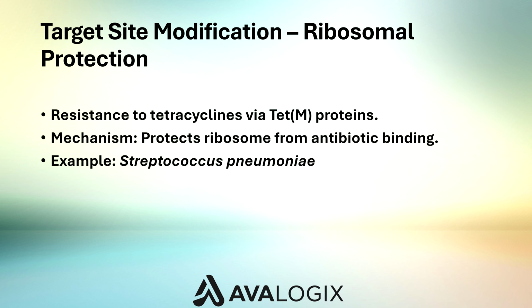Clinically, ribosomal protection is an important reason why tetracycline resistance is so widespread, especially in community-acquired pathogens. It also highlights the evolutionary arms race between drug design and bacterial adaptation.